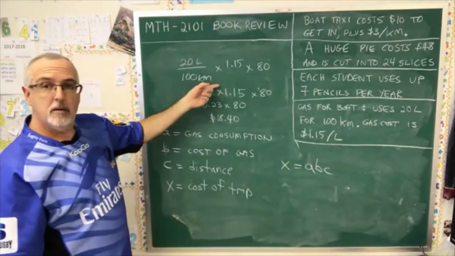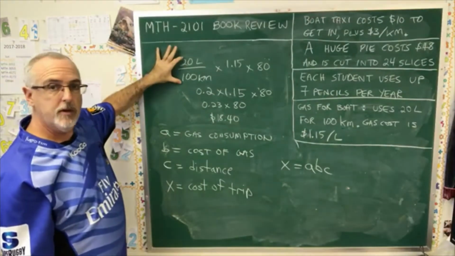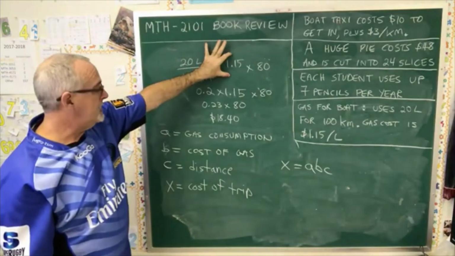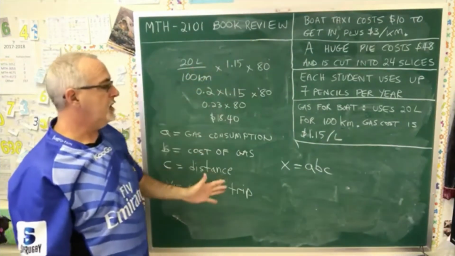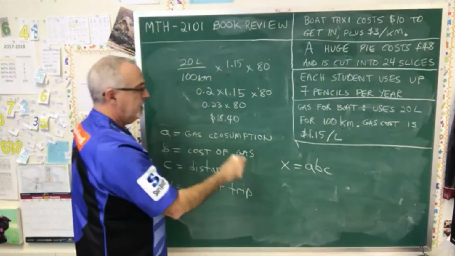That's what I did here. I take my A, which is the gas consumption, which is 20 over 100. I multiply it by my B, which is the cost of gas, the $1.15 per liter. I multiply that by the C, which is my distance, the 80 kilometers. And I don't need to show this. I already did it up here, right?